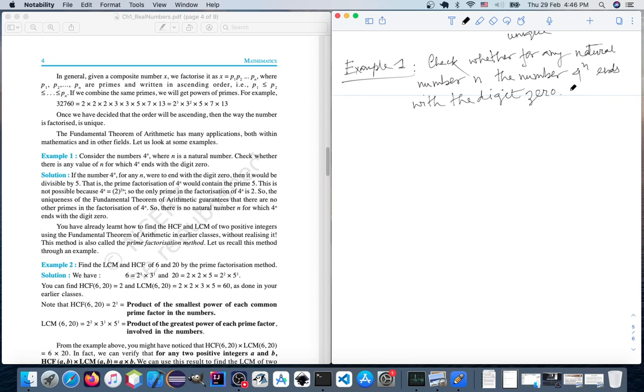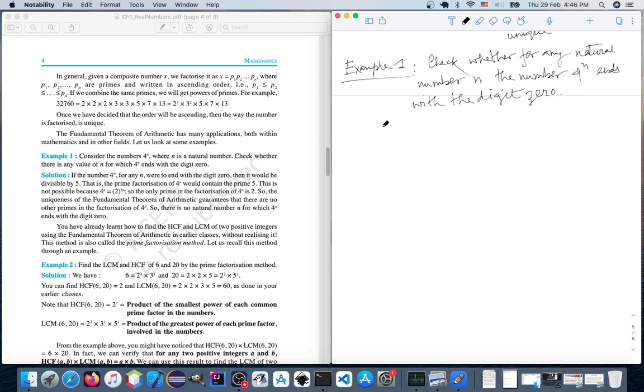So definitely, if a number has a digit 0 as the last digit, it is definitely divisible by 5. That means, if such n exists, and if 4 to the power n indeed ends with the last digit 0, then 5 should be a factor of 4 to the power n. That is, the prime factorization of 4 to the power n would contain the prime 5. This is not possible because 4 to the power n.